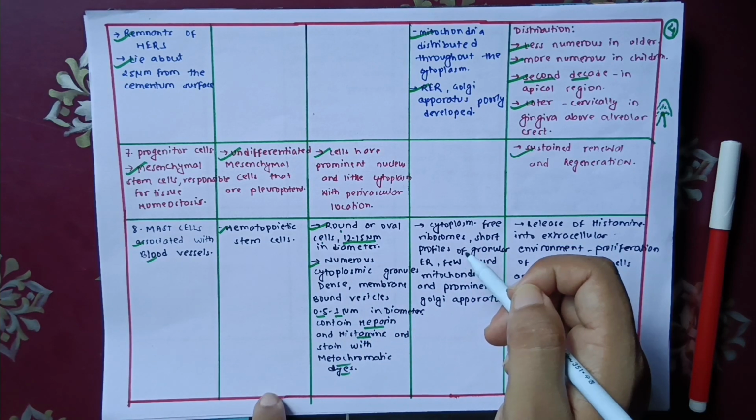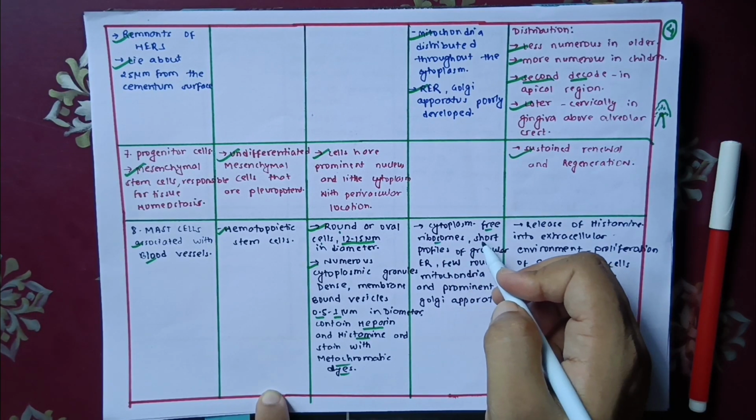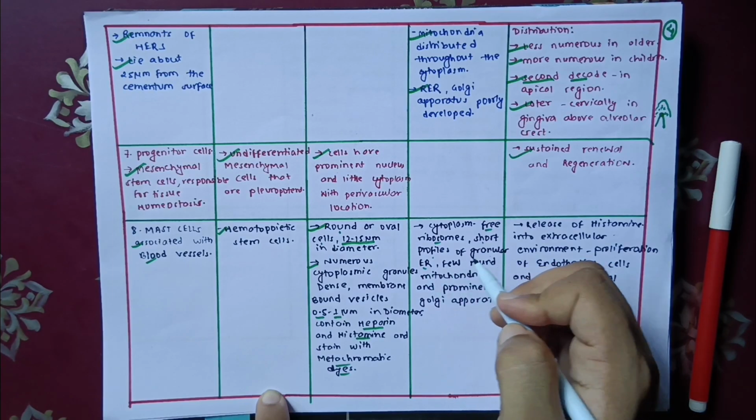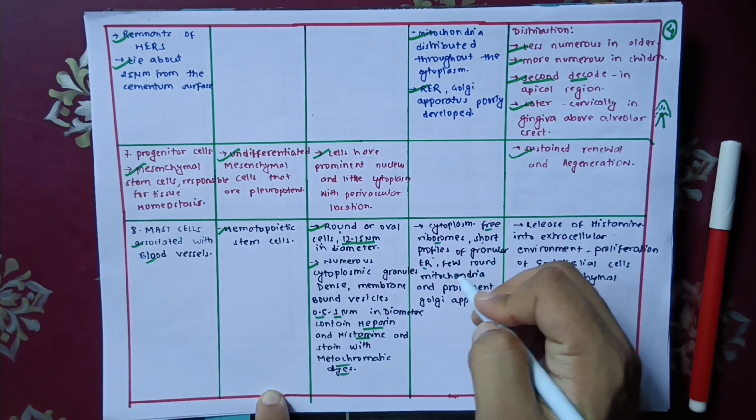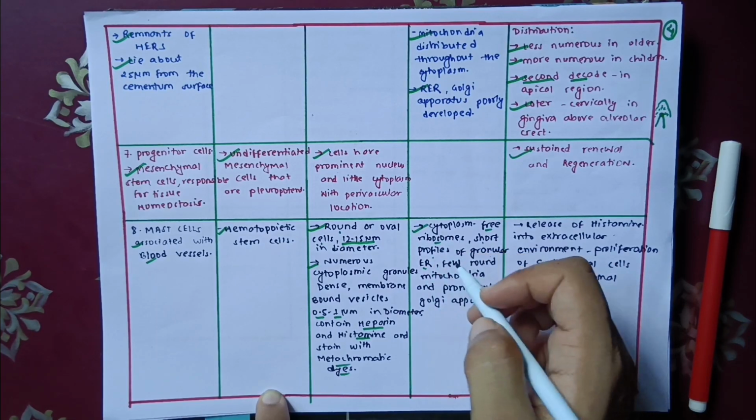After that, in the electron microscope, we can see cytoplasm and free ribosomes are present there. Short profiles of granular endoplasmic reticulum are also there, and a few round mitochondria and a prominent Golgi apparatus we can see in the mast cell.